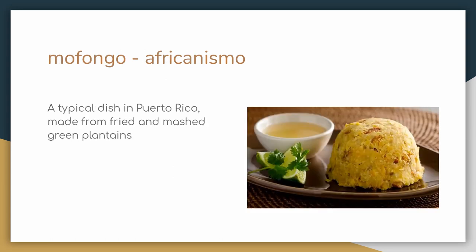Then we have mofongo. And I was actually surprised about this one because I love mofongo. I first had it in Puerto Rico. They make it in other places as well, but it's made from these fried and mashed green plantains or plátanos. And this actually is an Africanismo. This came from Africa. So plantains, again, a very important crop in the Caribbean and South America, also grown a lot in Africa. So the culture is carried along with the language, with the words into the Spanish language and into what is now considered Latin American culture. But all of that is mixed up in this one word, mofongo.